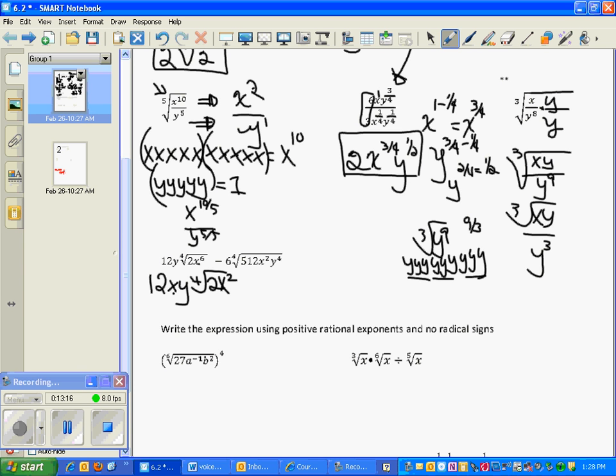Okay, I think what's confusing is that little 4 looks like it's an exponent to y instead. Yeah, so you got to be careful. It is the 4th root. That's why I try and put it in that little corner.